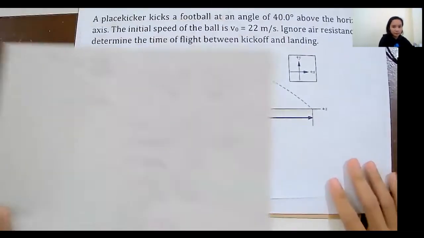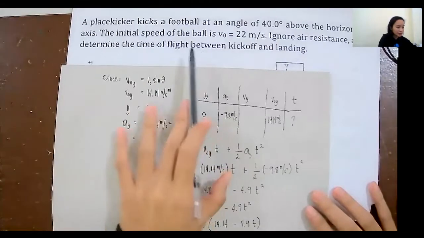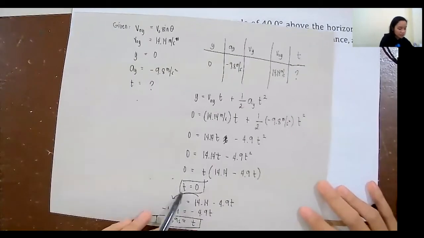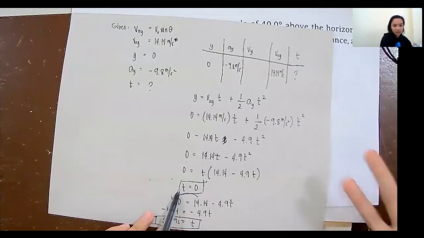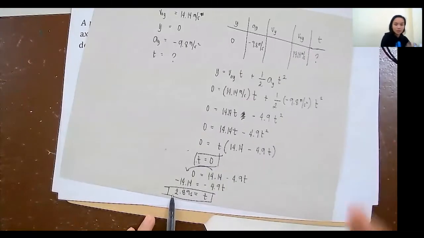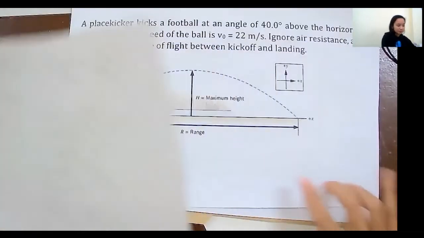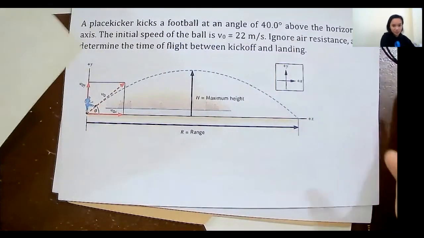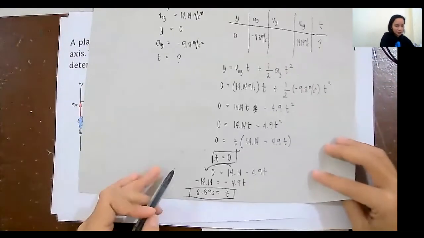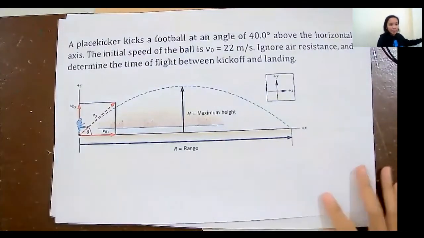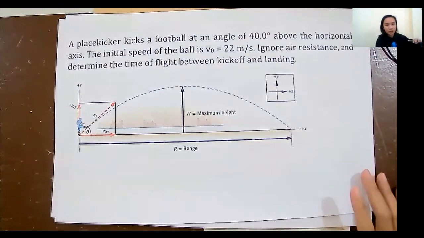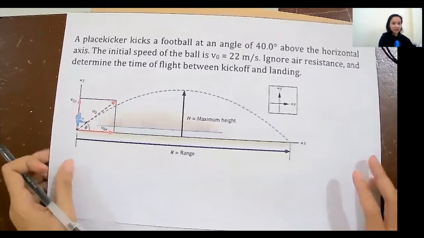From the problem, you are going to determine the time of flight between kickoff and landing. If the answer for the time is 0, it means the object has not moved yet, or has not been moving. When the answer is 2.89 seconds, it means the object moved from its initial position. So the answer for this problem is 2.89 seconds. That is the time it took for the ball from its kickoff to its landing position.